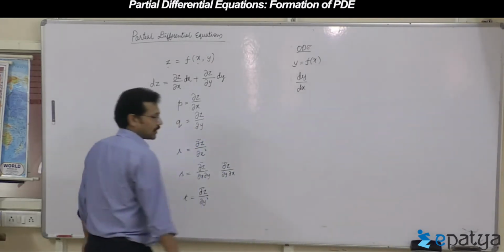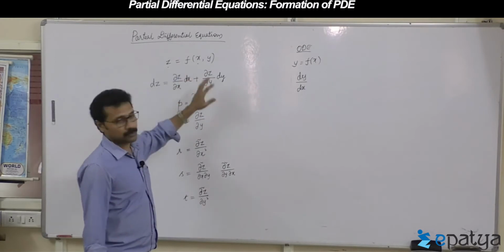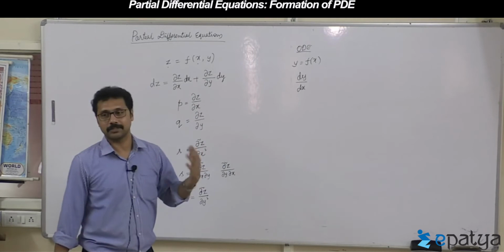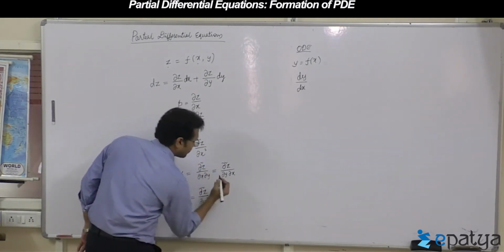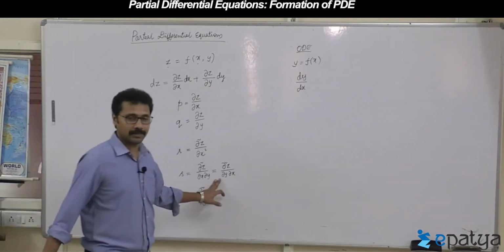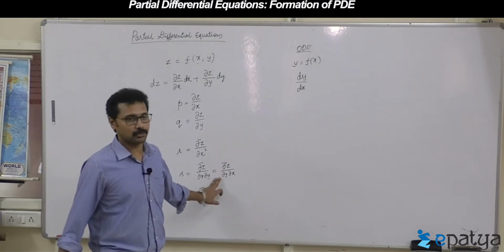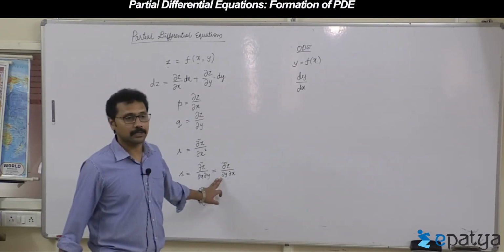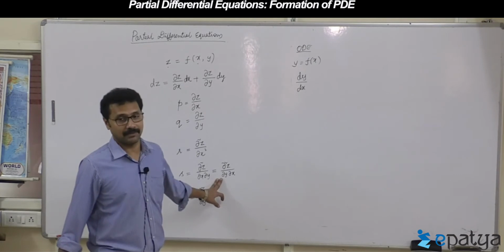For all our practical purposes, whenever z as a function of x comma y is a continuous function and has continuous first partial derivatives, then dou square z by dou x dou y will be equal to dou square z by dou y dou x. This is not always true. It is true whenever z is a continuous function of x comma y and also has first order partial derivatives which are continuous.